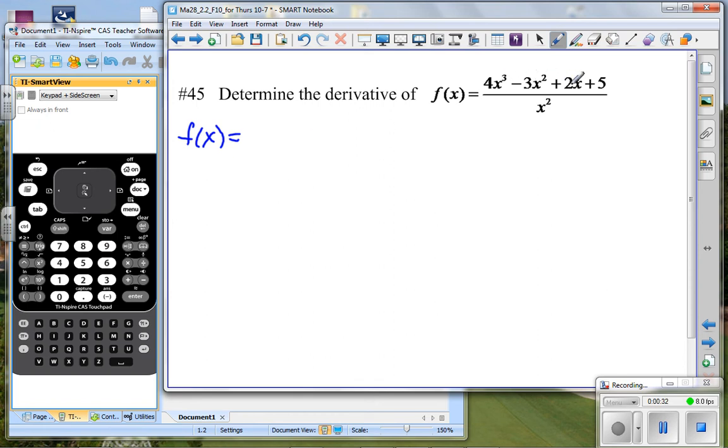Recall that if you have, in this case, 4 fractions of the same denominator, you can add or subtract their numerators together and place it over the common denominator. So we're going to write this as 4x cubed divided by x squared, minus 3x squared divided by x squared, plus 2x divided by x squared, plus 5 divided by x squared.